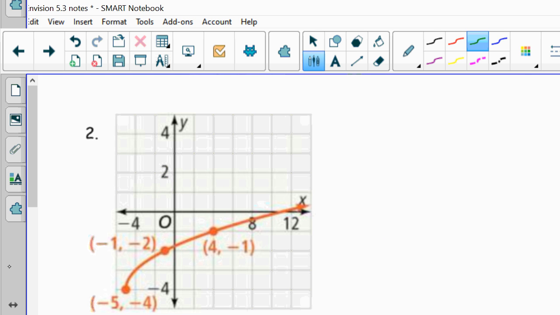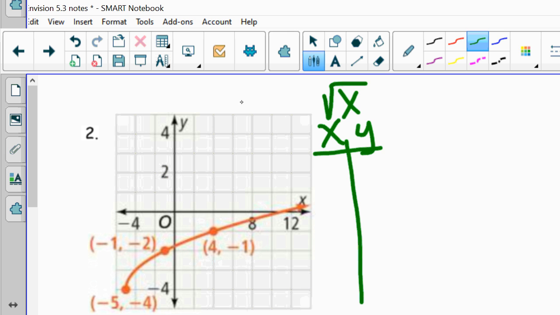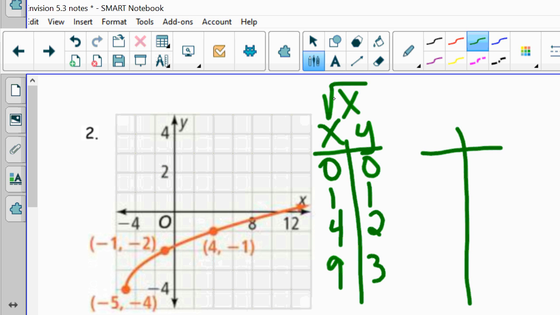Number 2, again, very easily, I see there's no sideways S, so I know that this is coming from the parent, which would have been the square root of x. And I can look at what are my original parent values. So 0, 1, 4, 9, 0, 1, 2, 3. Let's write down what I have. I have -5, -4 is my very first one now. -1, -2, 4, -1. So I very easily see that my x's moved left 5, right? They were x minus 5.